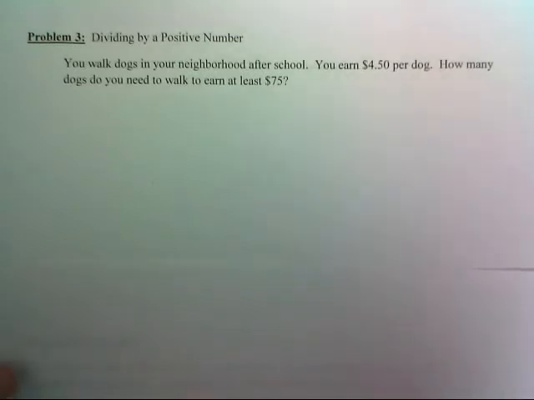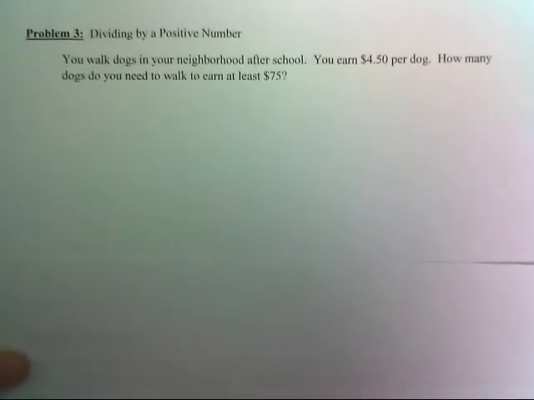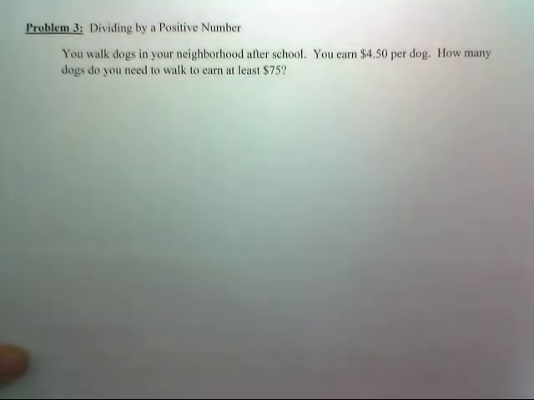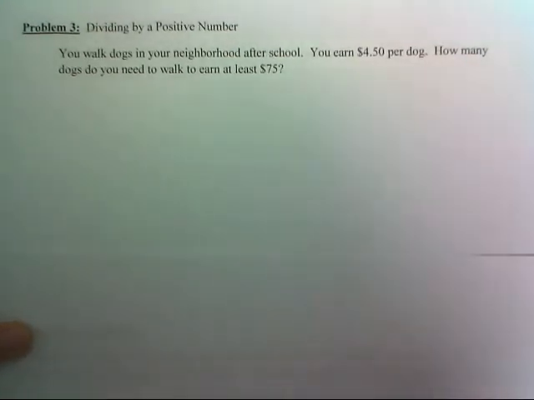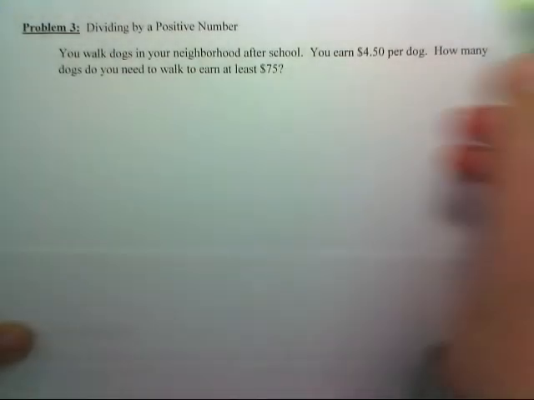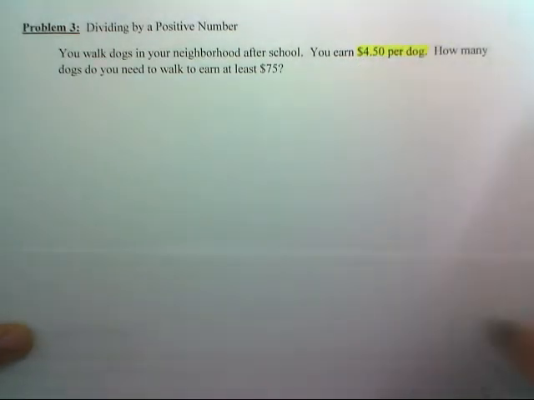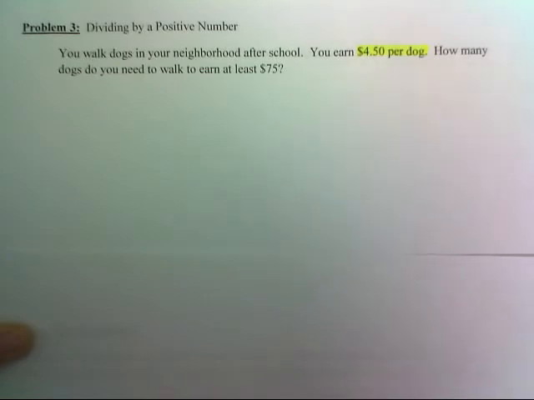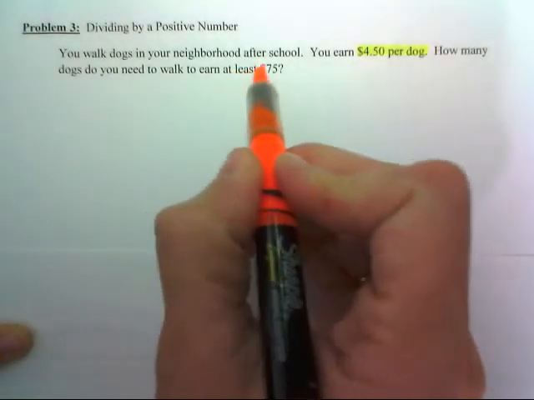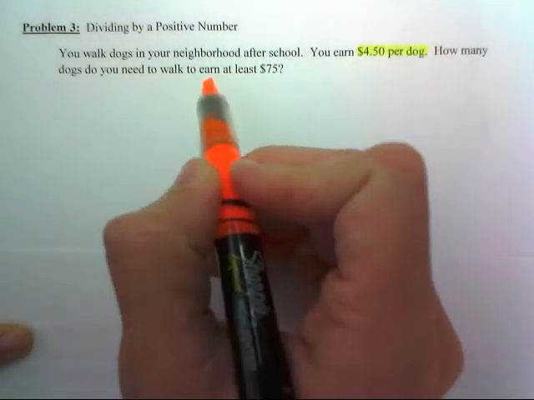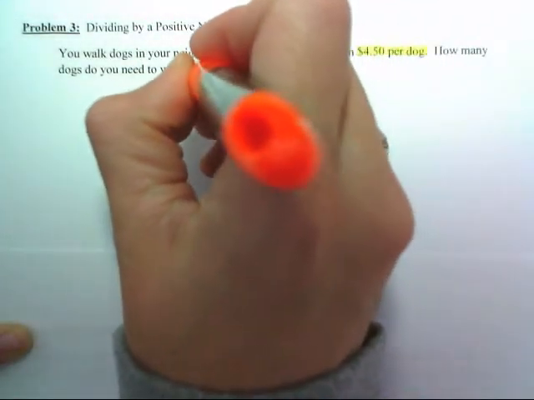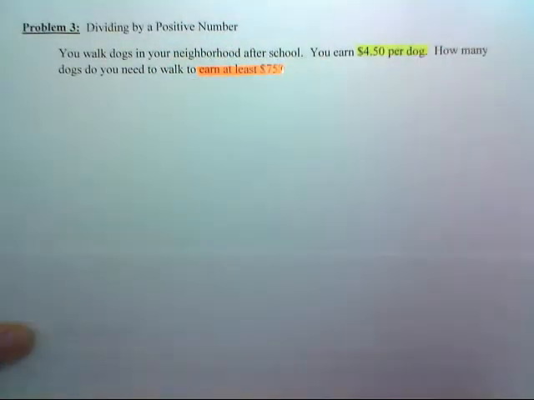We're going to divide by a positive number here because it tells us that. So when we set this problem up, this one's going to be a fairly easy one. Let's go through this word problem. Let's highlight the important information. All right, you walk dogs in your neighborhood after school. You earn $4.50 per dog. So not bad. So you want to know, how many dogs do you need to walk so that you can earn at least $75? You don't want to earn exactly 75. It doesn't say to earn $75. You want to earn at least $75.